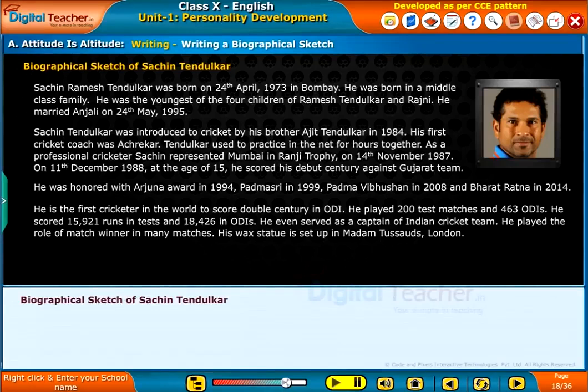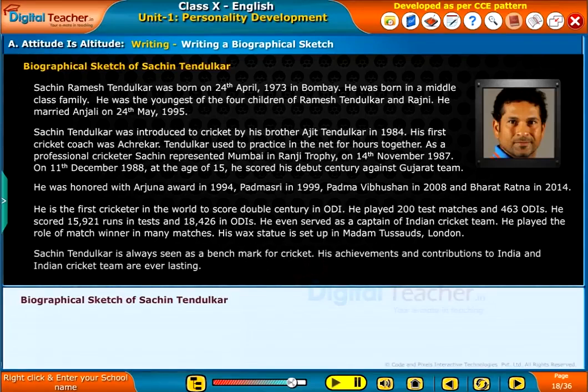He even served as a captain of the Indian cricket team. He played the role of match winner in many matches. His wax statue is set up in Madame Tussauds, London. Sachin Tendulkar is always seen as a benchmark for cricket. His achievements and contributions to India and Indian cricket team are everlasting.